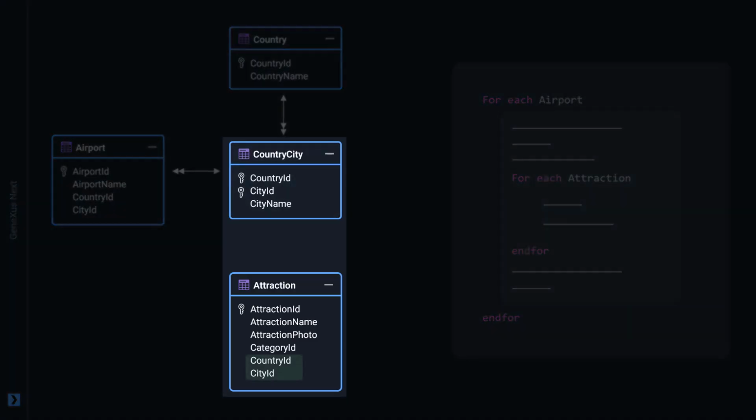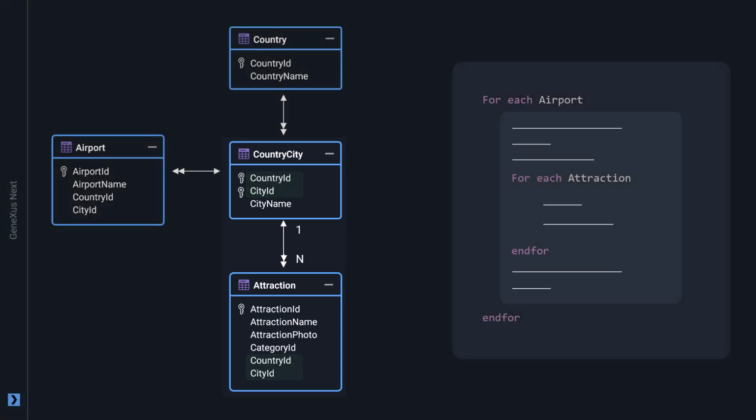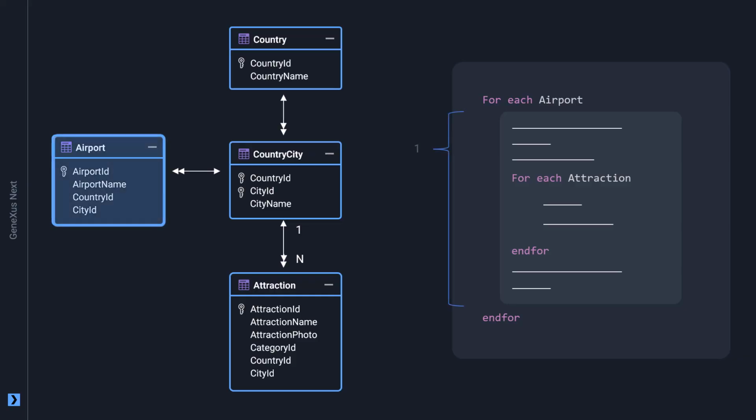Attraction also has a foreign key to the city's table. So an attraction will correspond exclusively to a city. And given a city, it can be in n attractions. Therefore, for each airport, we have one city and n attractions in the same city. Then GeneXus will perform the automatic join.